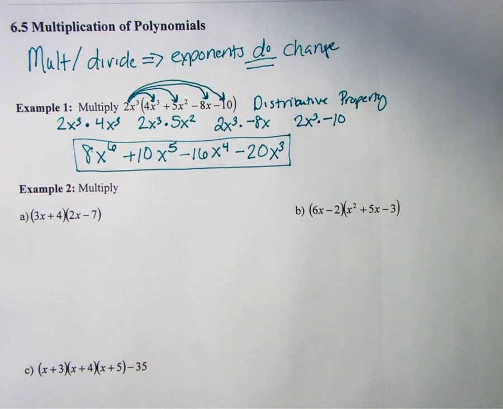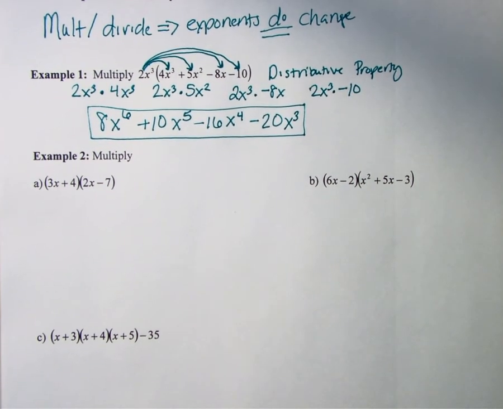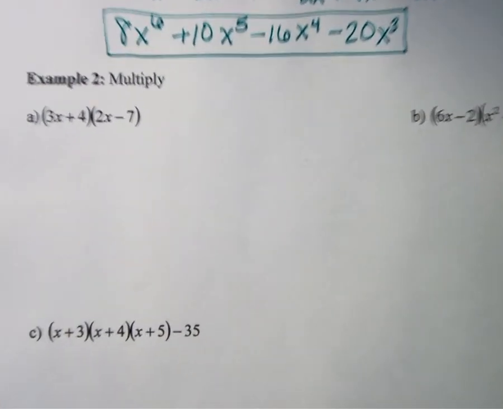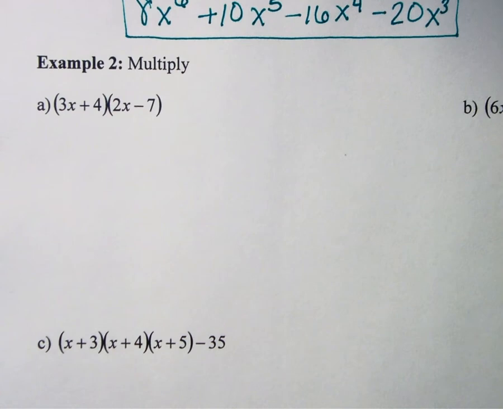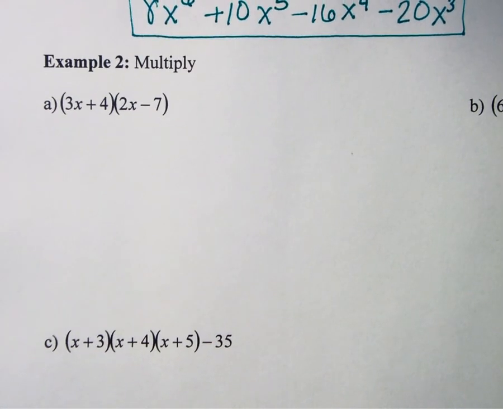Now, that was a monomial times a polynomial. Now we're going to get a little bit more complex. We're going to take, in this case, a binomial times a binomial. Depending on when you were in high school, whether it was a long time ago or just relatively recent, there's two different ways to set the problem up. We are going to be using the FOIL method, F-O-I-L.